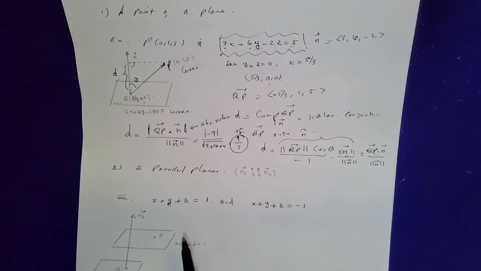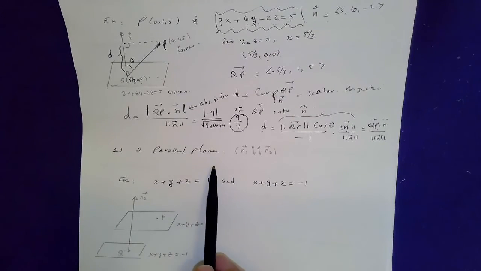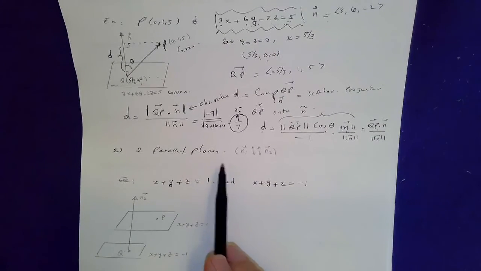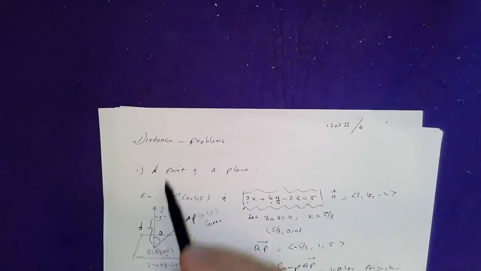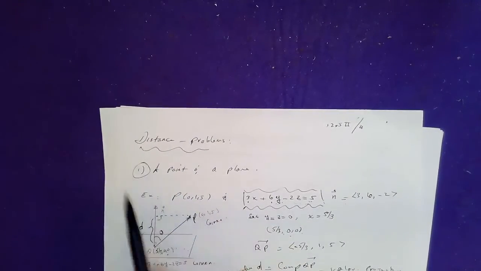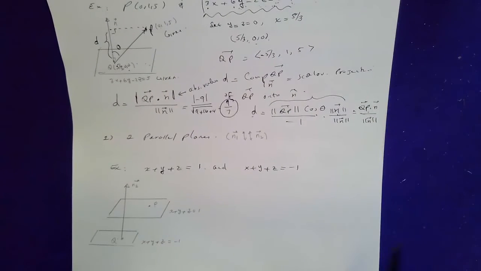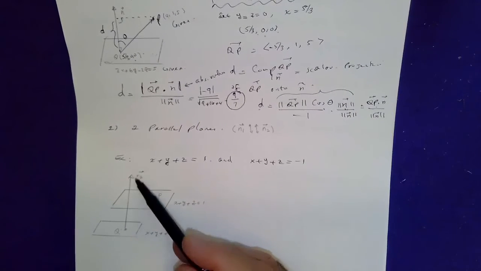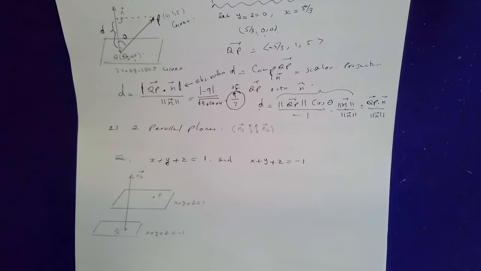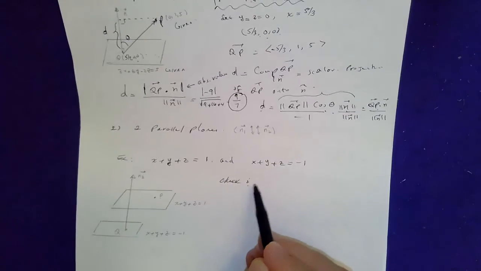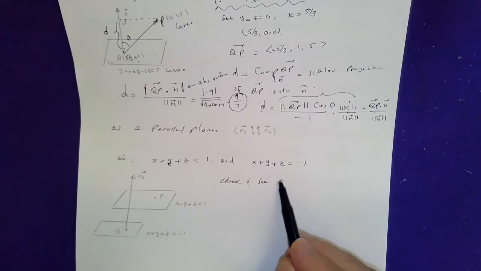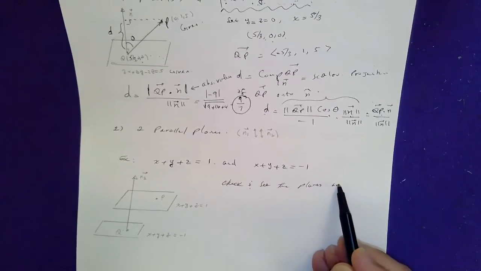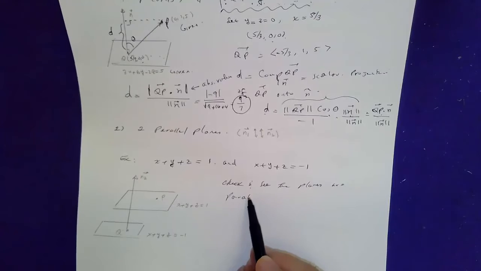Okay, so what about the distance between two parallel planes? Remember, we're talking about distance problems. So case one was what? Distance between a point and a plane. Now the next question is, what if I have two parallel planes? How would I find the distance between these two parallel planes? To begin with, check and see whether the planes are parallel. How would I check?